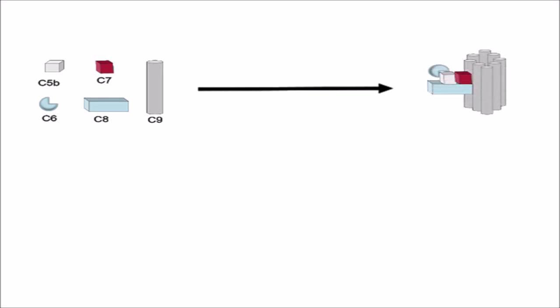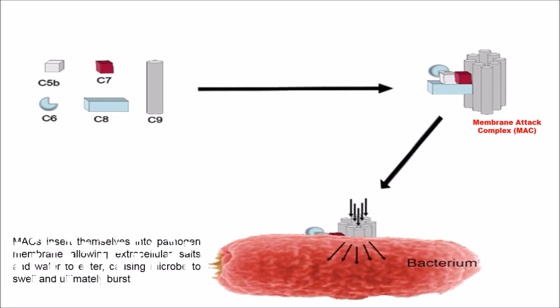This is how the membrane attack complex works. The C5b, C6, C7, C8 and C9 components self-associate to form a membrane attack complex. This membrane attack complex inserts itself into the bacterial membrane, allowing extracellular salts and water to enter the pathogen cell. This causes swelling of the microbial cell and ultimately the bursting of the pathogen cell.